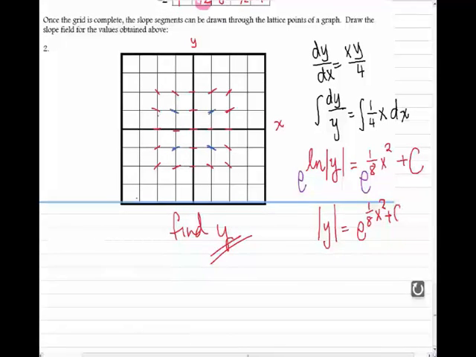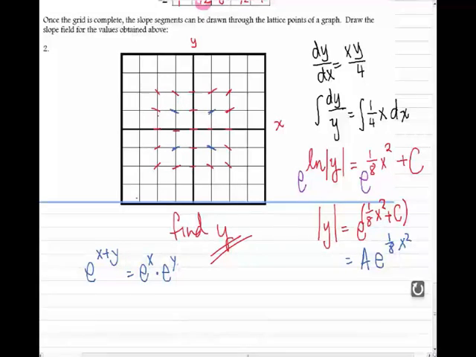plus c. Now this plus c is part of your exponent. It is not a plus c on the outside. It's part of the exponent. So we can use our properties of exponents and rewrite this. I can rewrite this as a e to the 1/8 x squared. Now how can we do that? Because remember, if you have e to the x plus y, that's the same as saying e to the x times e to the y.